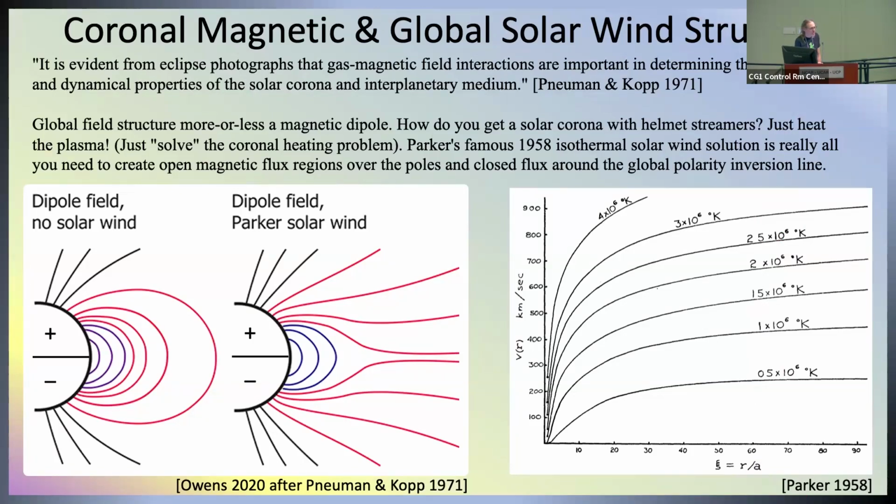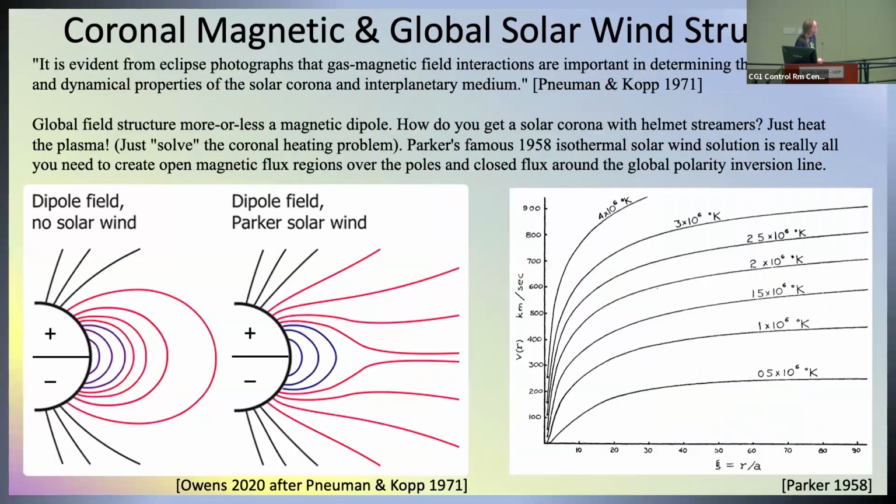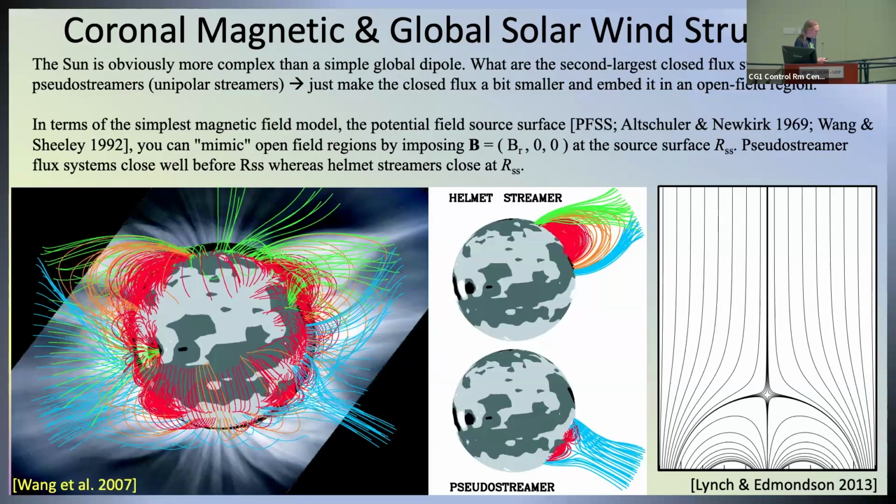It's not the whole story, obviously, but even since the 60s, we've understood what's going on on the basic large-scale picture. So the sun is more complicated than just this. So what's the second most complicated closed field structure?